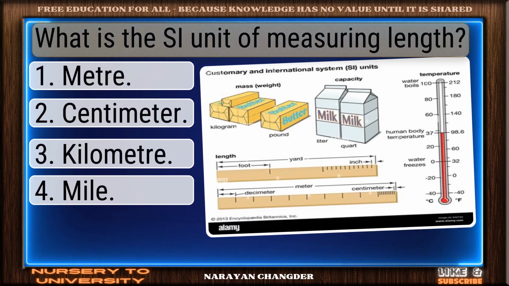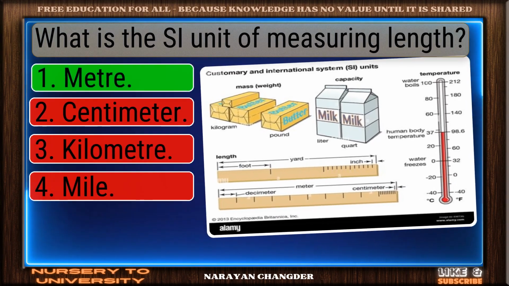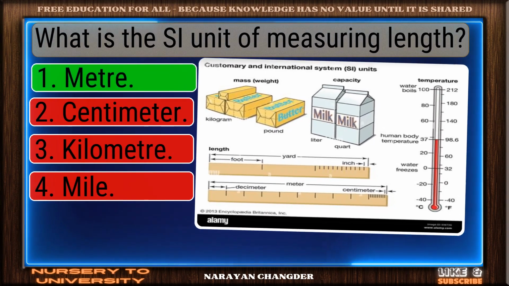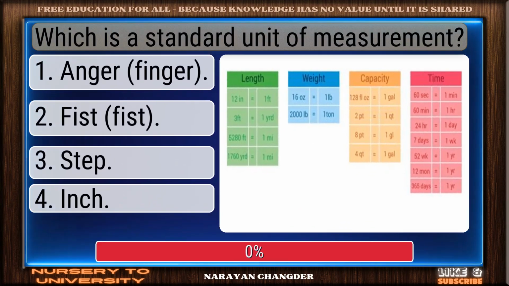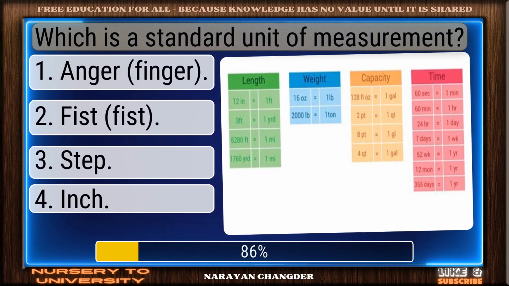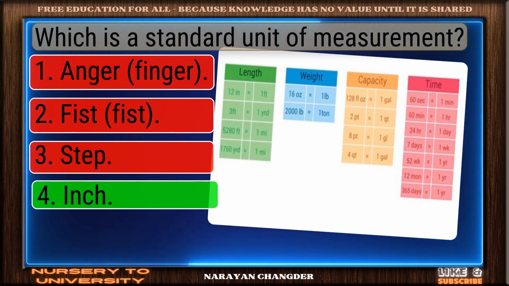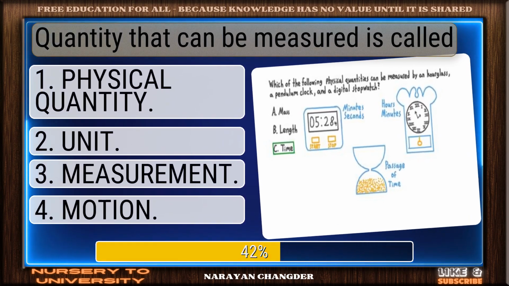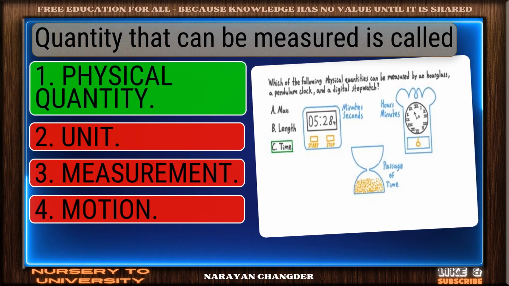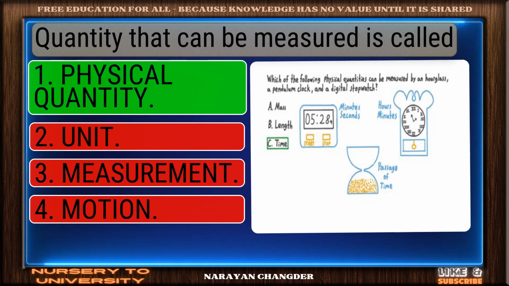What is the SI unit of measuring length? Good thinking. Meter is the right answer. Which is a standard unit of measurement? You're right. Inch is the correct answer. Quantity that can be measured is called. Well picked. Physical quantity is the correct answer.